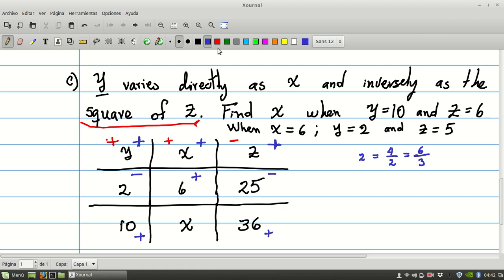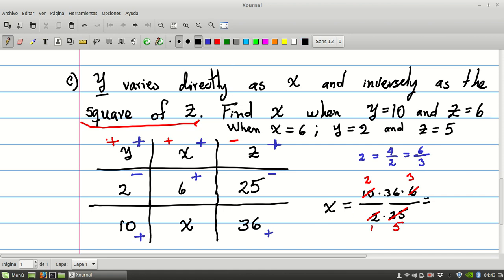Okay, so now what we're going to do is to multiply all the positive numbers. So we have 10 times 36 times 6 over 2 times 25. Okay, and now we just have to simplify the expression. So 2 divided to 1, 6 divided to 3, the fifth part of 25 is 5, the fifth part of 10 is 2. Okay, and there's nothing else to simplify.